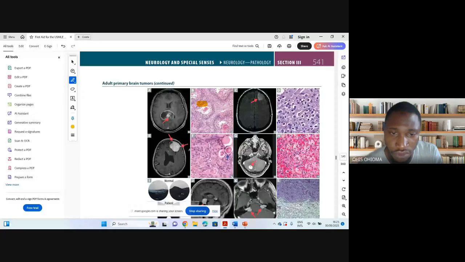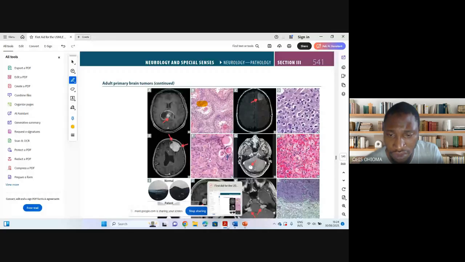But the most important thing I want you guys to know here is the location. You can see that most of the tumors are located elsewhere, but the oligodendroma has a strong predilection for the frontal lobe. That's the first thing you need to know. The second thing you need to know is that it's often calcified, so it has a lot of calcification going on.